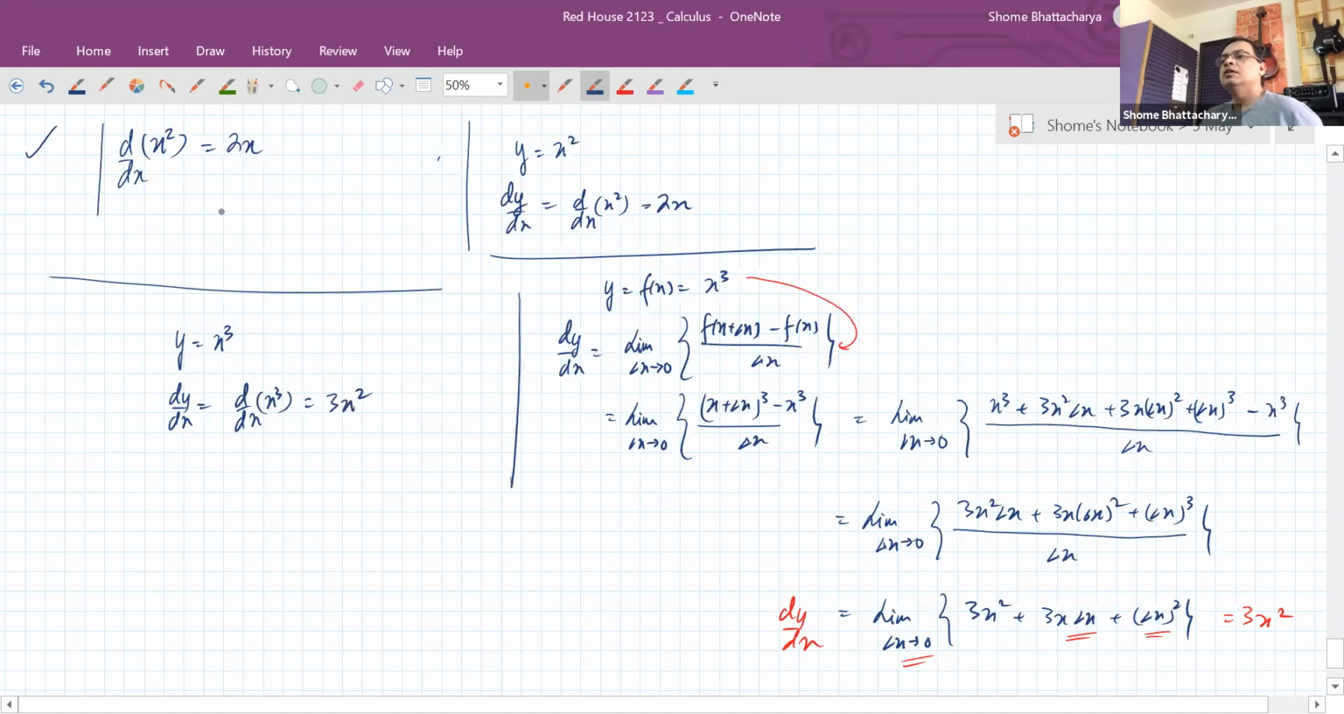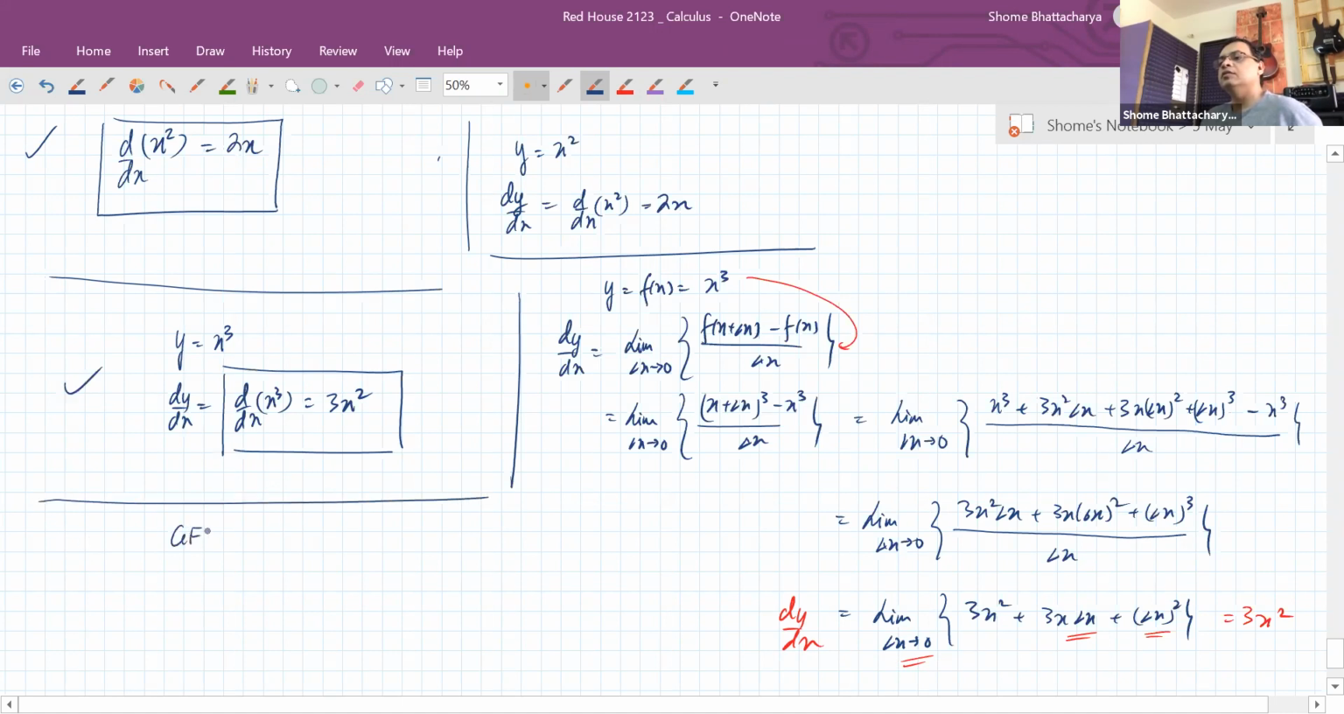So notice a pattern. Differentiation of x square was 2 into x. The differentiation of x cube is becoming 3 into x square. So the general formula that we get is that differentiation of x to the power n will become n into x to the power n minus 1. So you substitute n equal to 2, you will get this. You substitute n equal to 3, you will get this. Like that, you substitute any value of n, and this formula gives us the differentiation of x to the power n with respect to x.